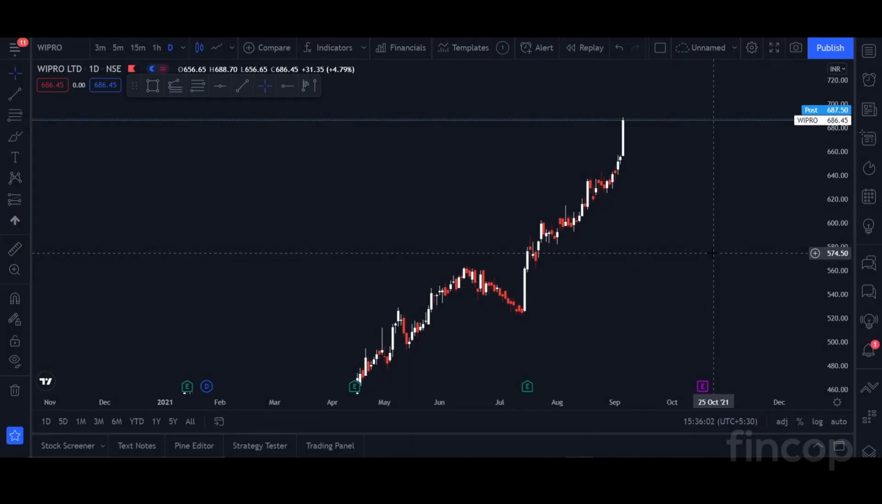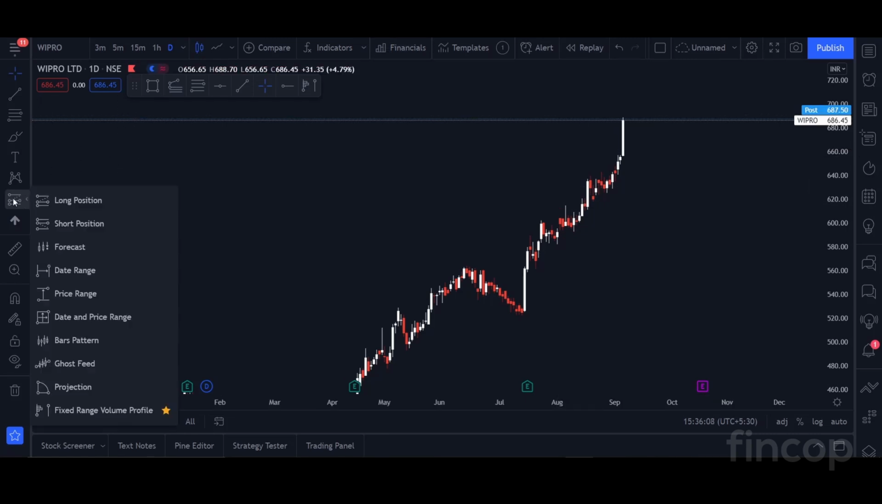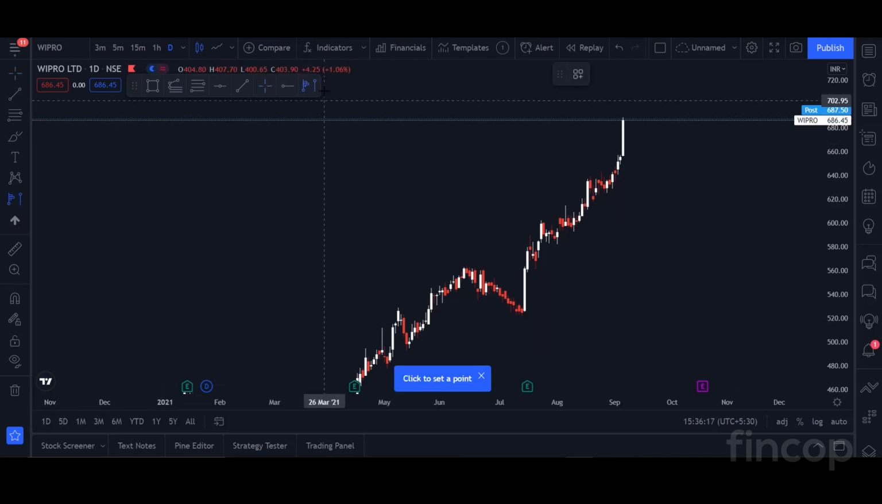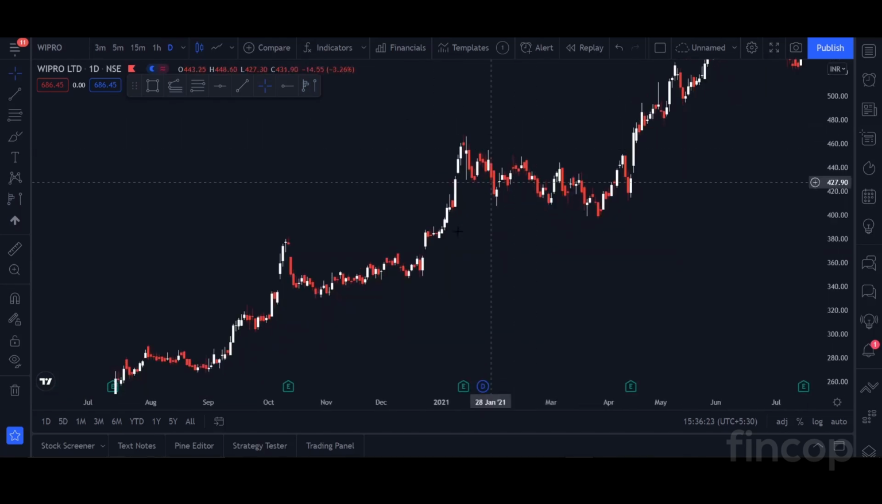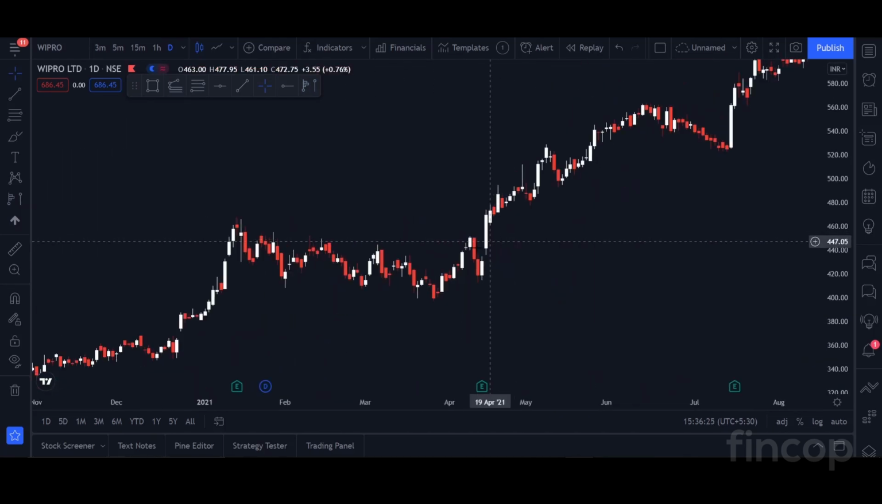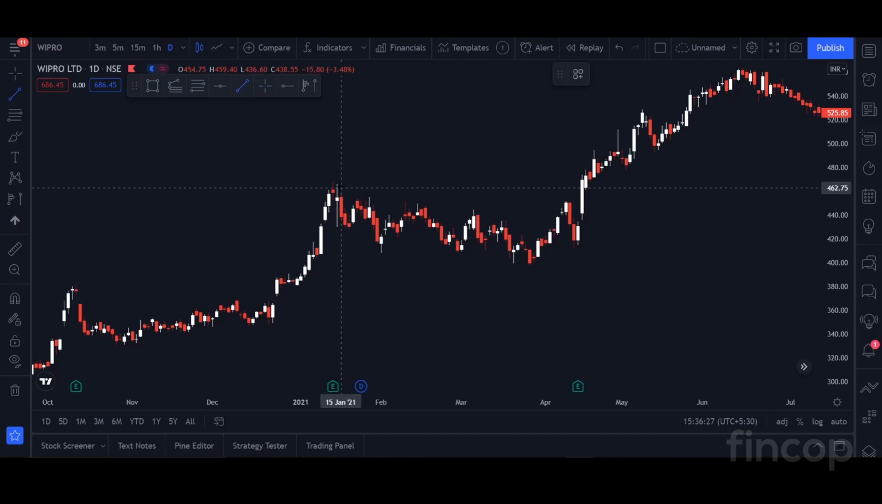So the third indicator, or you can say the tool, on the list is the volume profile. So what you have to do: go and press and hold the long position tool over here and click on fixed range volume profile. So you can get the volume profile over here. And now let's see, if you have to take a swing trade, for example, over here I am observing a great pattern. So let's draw the trend lines.